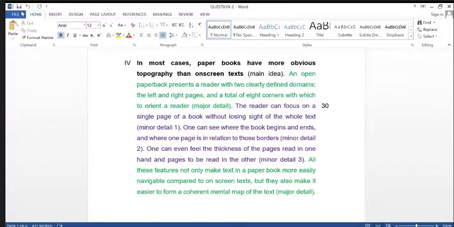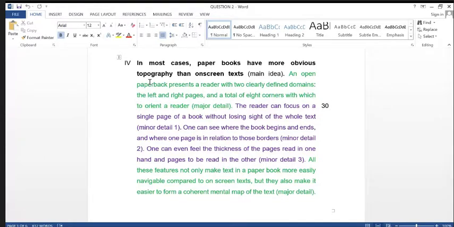Okay, same goes for when you do your test later or your written article analysis. You must check words that you do not know. All right, so in most cases, paper books have more obvious topography. Topography actually means the physical layout of a particular setting, be it a land or a place.